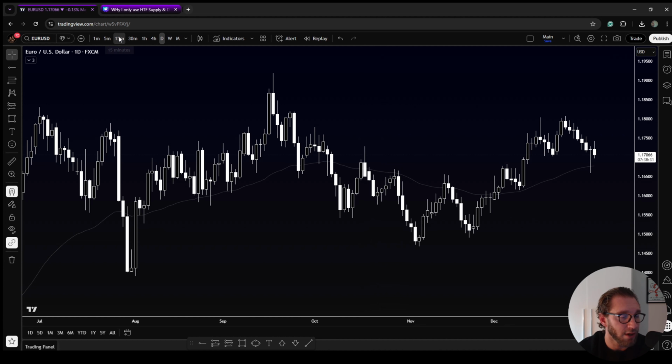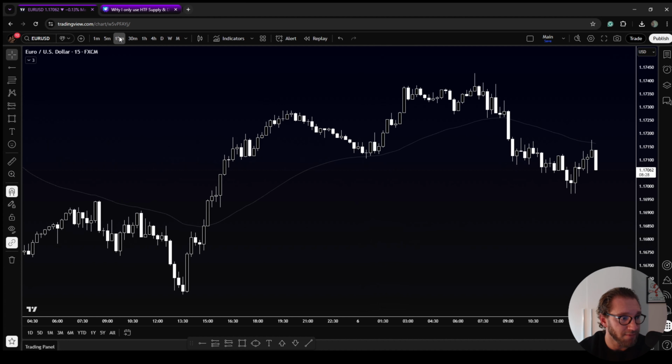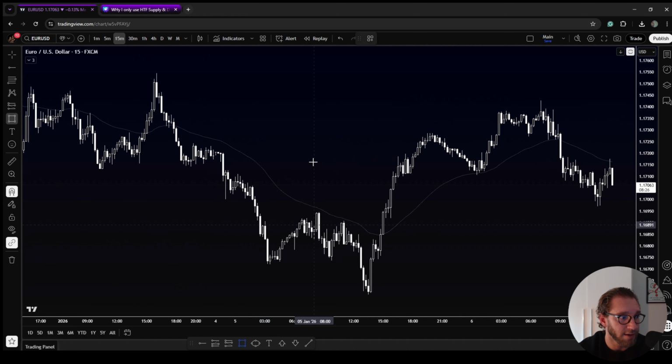Now if we go to the lower time frame, so if I drop to a 15-minute chart, we just do the same thing. You can see how many levels we're already going to have to plot. Now you have to ask yourself two things. One is, why would a 15-minute level hold over a daily level? It probably wouldn't.